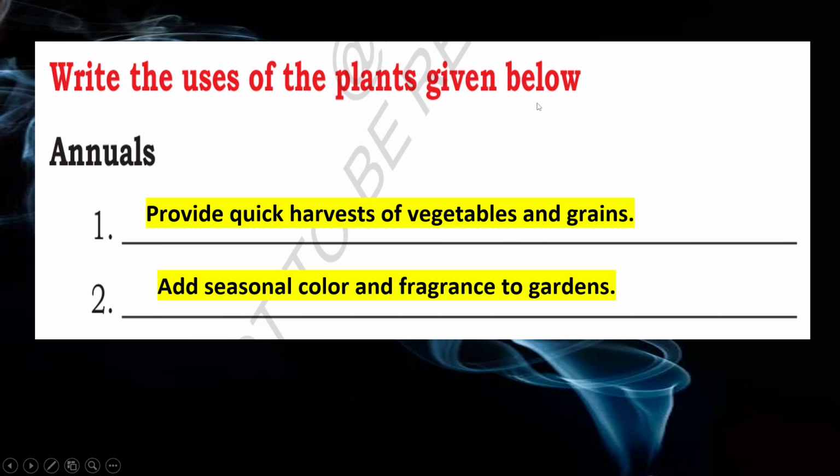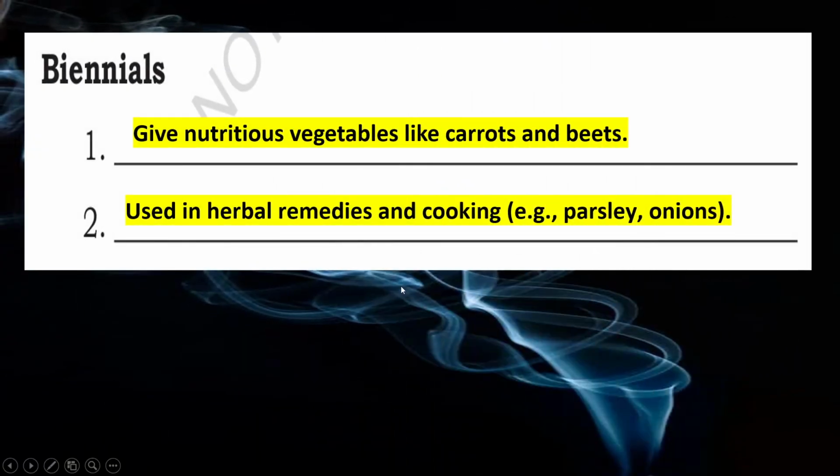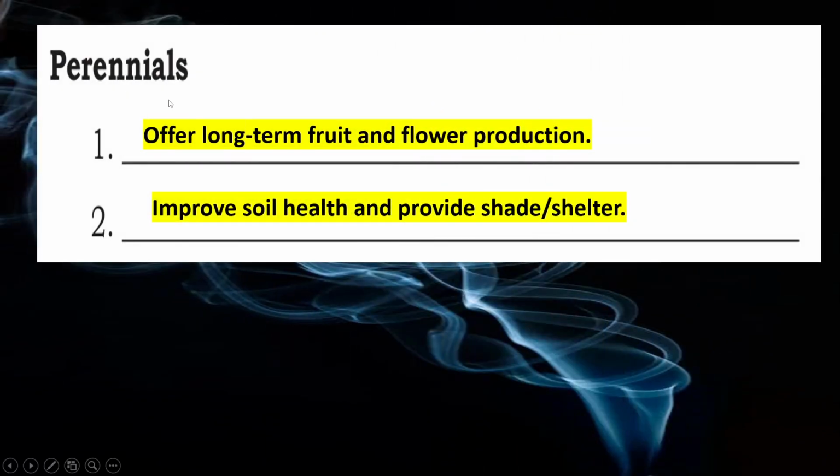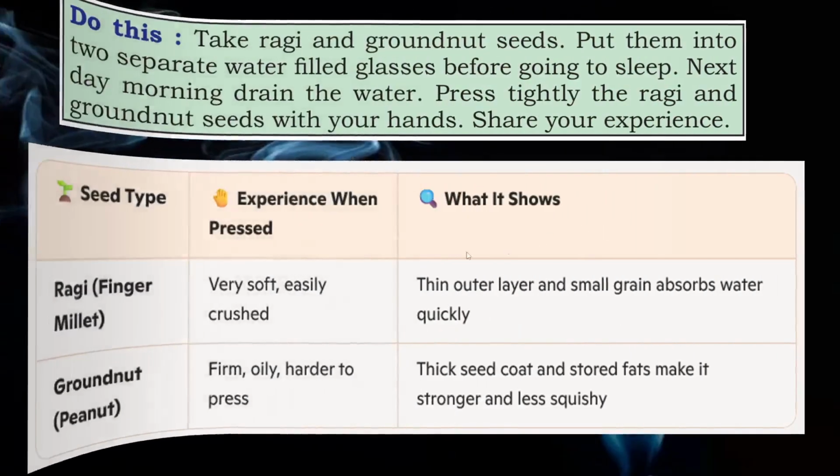Write the uses of the plants given below. Annuals: provide quick harvest of vegetables and grain. Add seasonal color and fragrance to the garden. Biennials: give nutritious vegetables like carrots and beets, used in herbal remedies and cooking, parsley, onions. Perennials: offer long-term fruits and flower production. Improve soil health and provide shade or shelter.